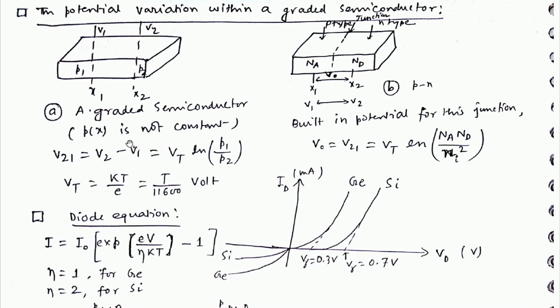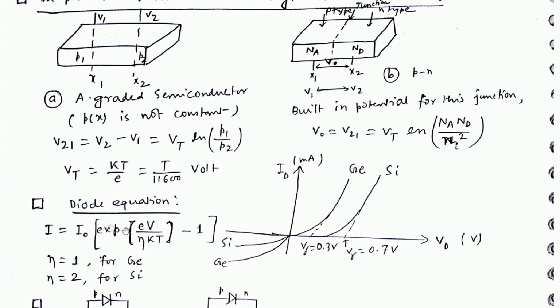For a graded semiconductor, p(x) is not constant, therefore the voltage difference V21 equals V2 minus V1 equals Vt ln P1 by P2. Vt equals kT by e equals T by 11600 volt, and the built-in potential for this junction is V0 equals Vt ln Na Nd by Ni square. As you can see, these are two different cases, and the built-in potentials are different. This is Vt ln P1 by P2, but here it is Vt ln Na Nd by Ni square. Ni is the intrinsic carrier concentration.